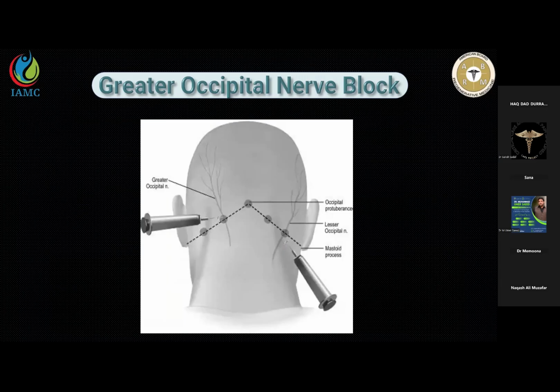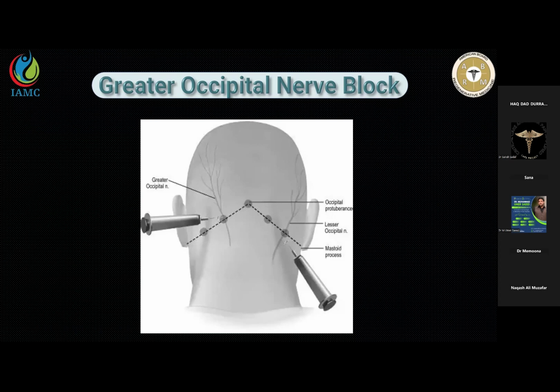At the back of the head, there is the occipital protuberance. You will draw a line from the occipital protuberance to the mastoid process. It is a straight line, and you just divide this line into three parts: one, two, and three, or you can make it one, two, three, four.